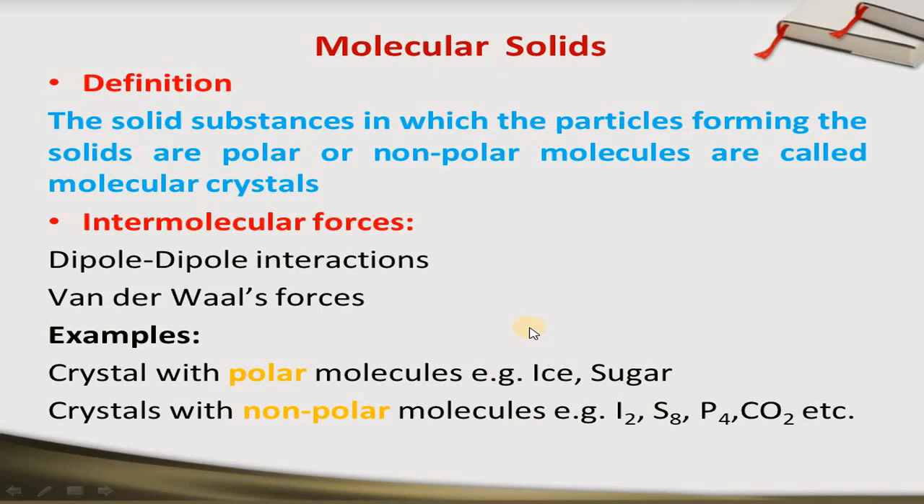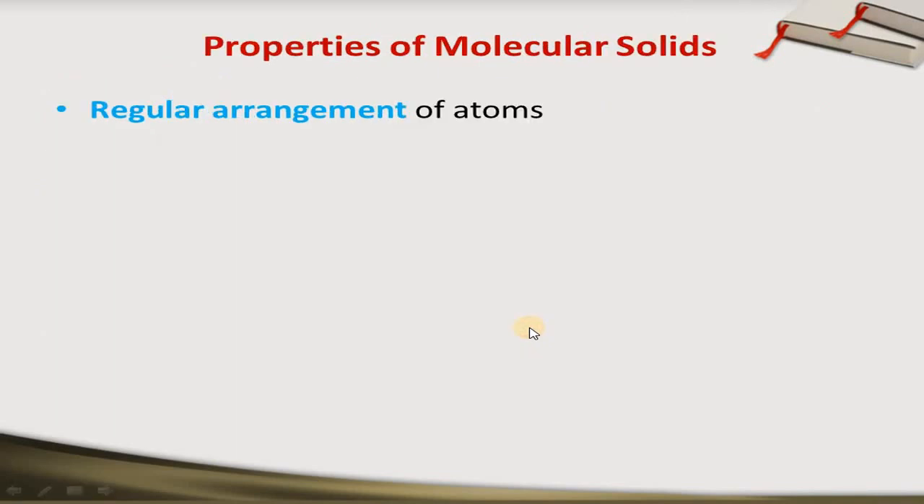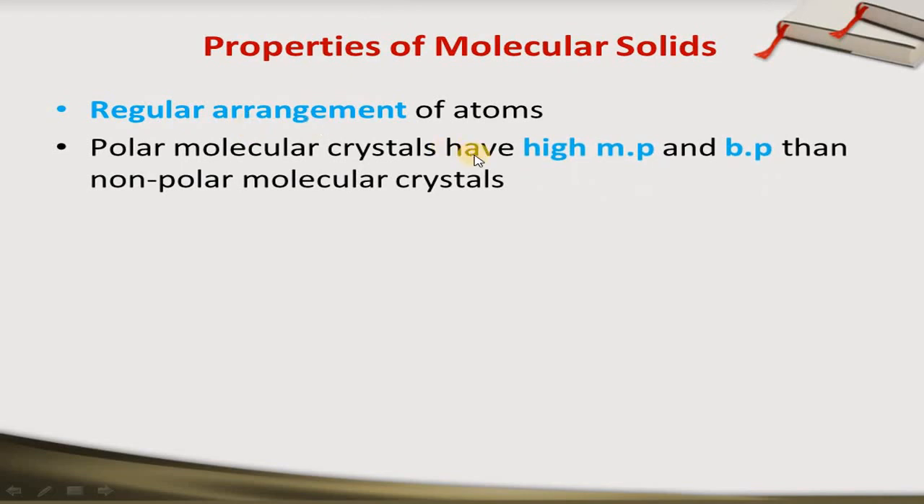What are the properties of molecular solids? X-ray analysis has shown that molecular solids have a regular arrangement of atoms. So due to this regular arrangement, all of the atoms are present in their exact position. Polar molecular crystals have a higher melting point and boiling point than non-polar molecular crystals.